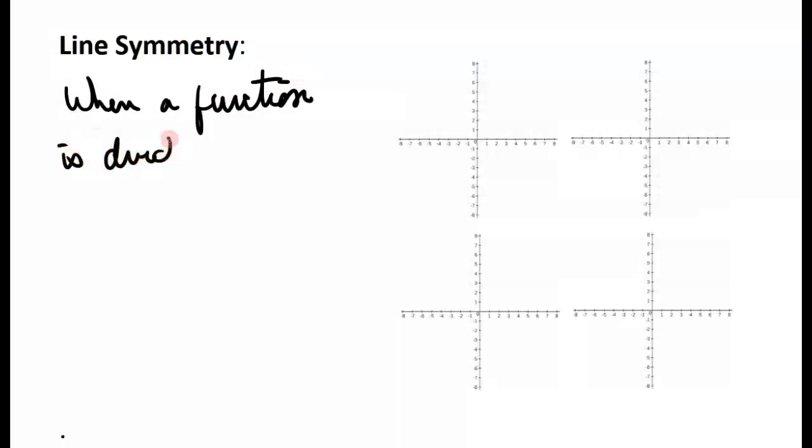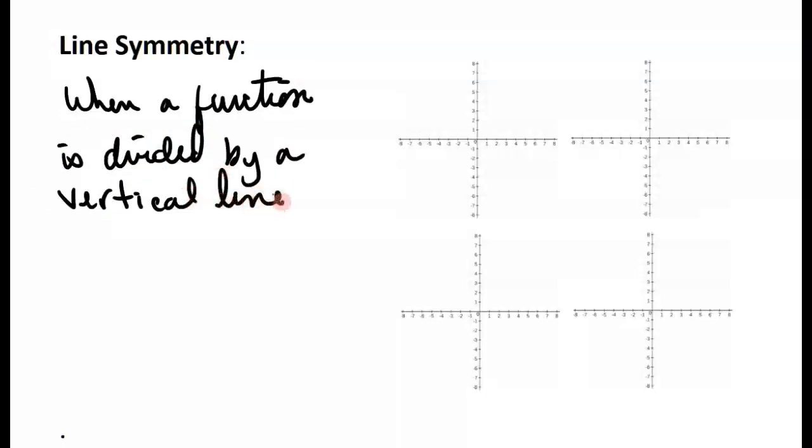Next, we have line symmetry. Line symmetry is just when a function is divided by a vertical line, so this vertical line divides the function into two halves that match exactly.